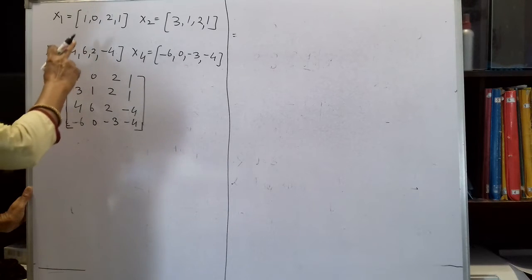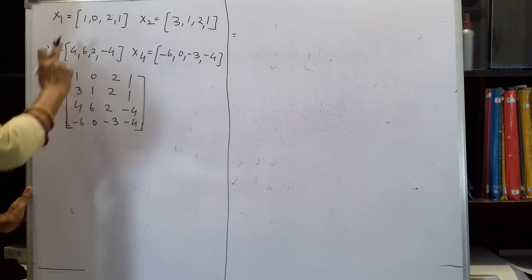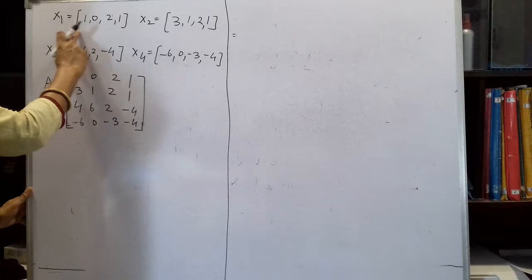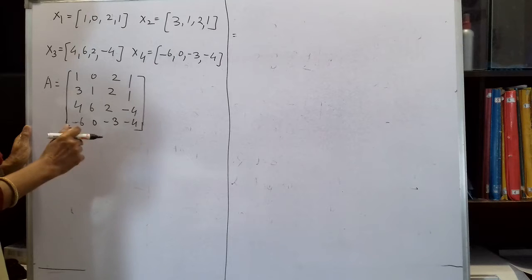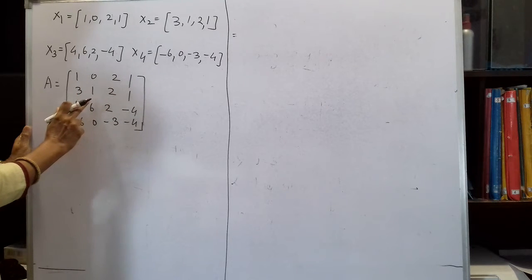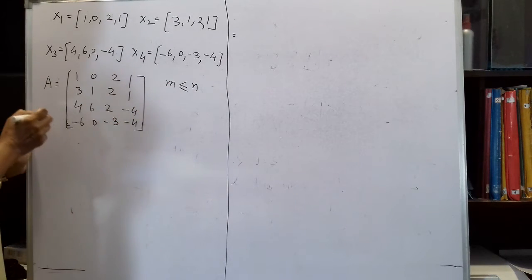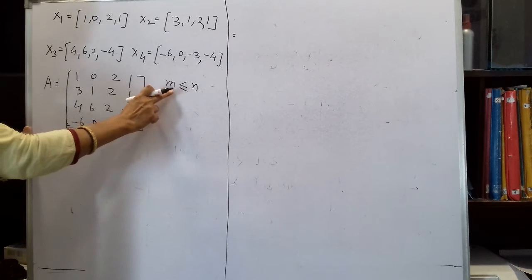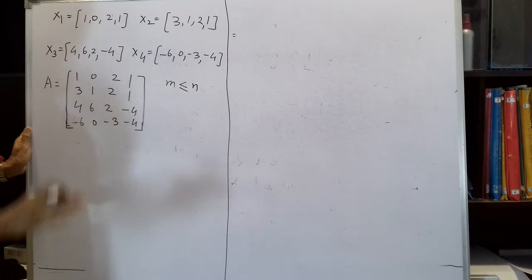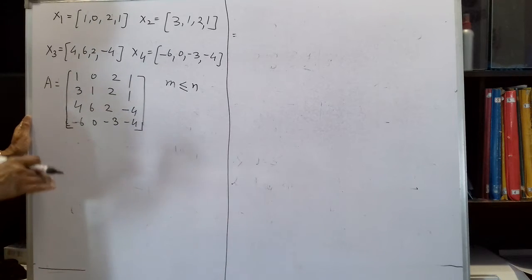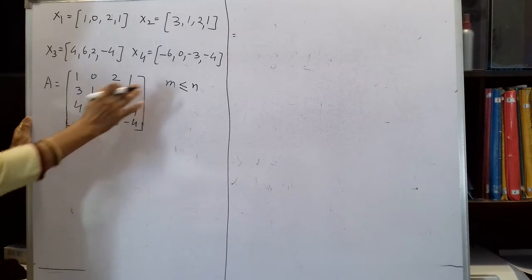For that we have to form a matrix using these four vectors like this. Now x1, the first vector, goes in the first row, the second vector in the second row, like this. First of all we have to check that the number of rows, m, should be less than or equal to n. That is, the number of rows and number of columns may be equal, or the number of rows is less than the number of columns. Then we can operate it. If it is not, then we have to use another method. Okay. So now here the number of rows and number of columns are equal, so we can use it.